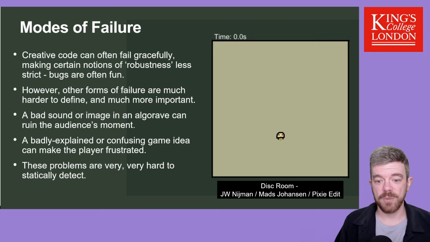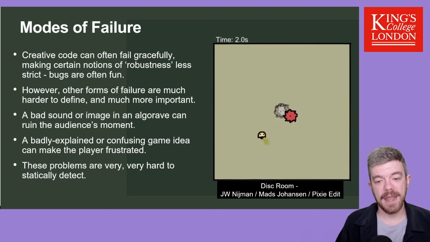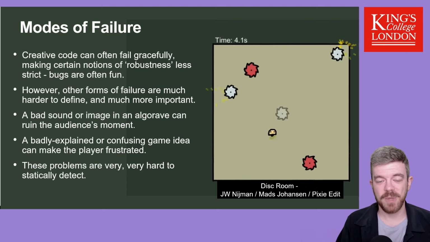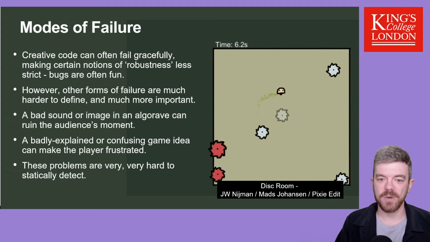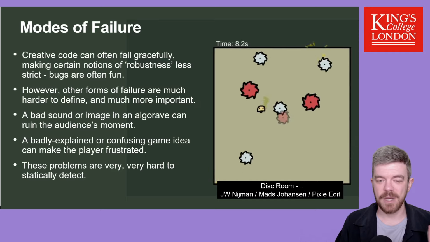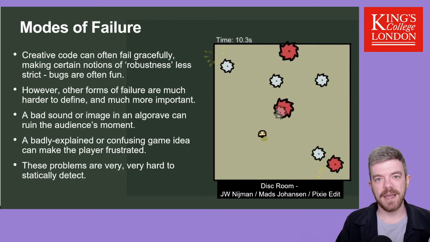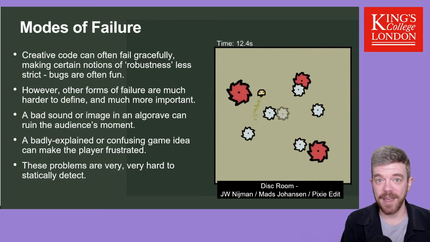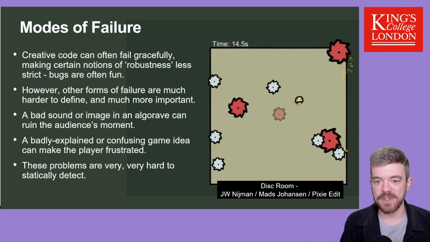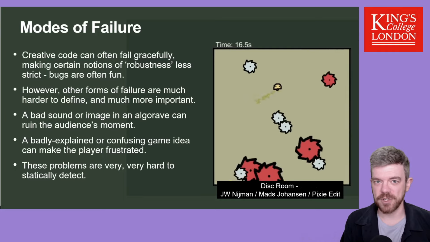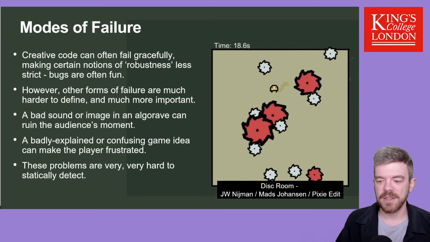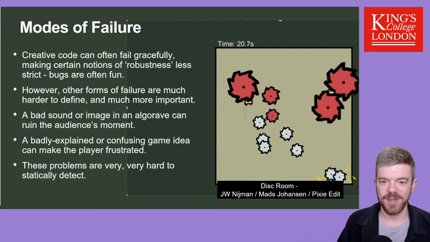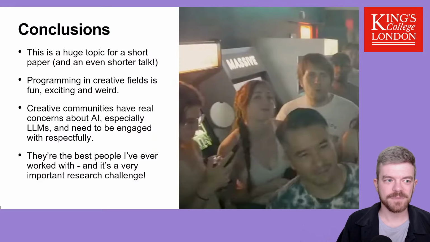So if we watch this example from a game called Discroom, an AI code system that I've written called Pixie has invented a new mechanic where these red discs get bigger every time they bounce off the wall. But the actual part that kills the player does not get any bigger, so they look much more dangerous than they are, which might be confusing or frustrating to a human player. So again, failure means something different in creative contexts as well.